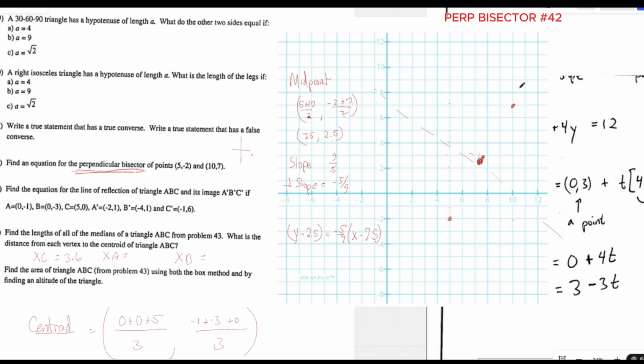The slope of this line, I'll just count it off. The rise is 1, 2, 3, 4, 5, 6, 7, 8, 9. And the run is 1, 2, 3, 4, 5. Rise over run. The perpendicular slope, which is what I want, is the negative reciprocal. So I now have a point and a slope.